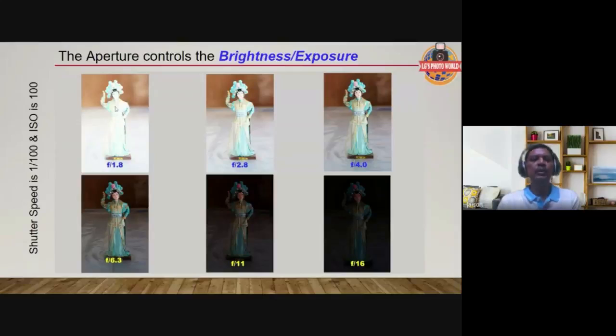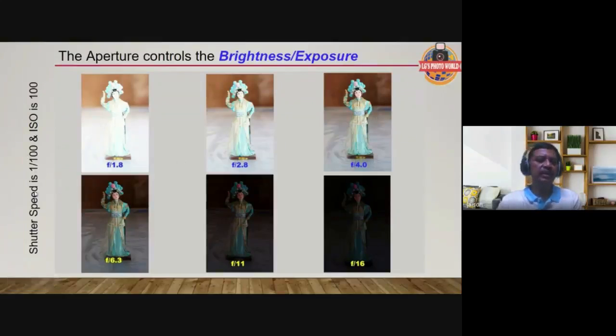So the ideal way is that when you are controlling the aperture, you need to make sure that the brightness and the exposure of your subject is well lit, so that it is not too bright or too dark, and you are able to see all the details properly.